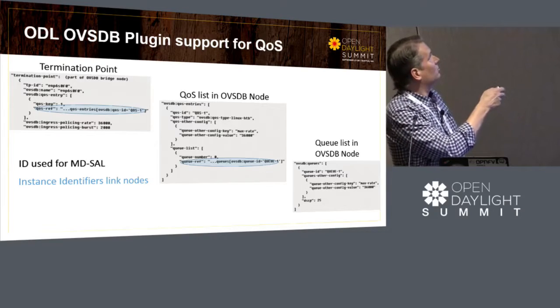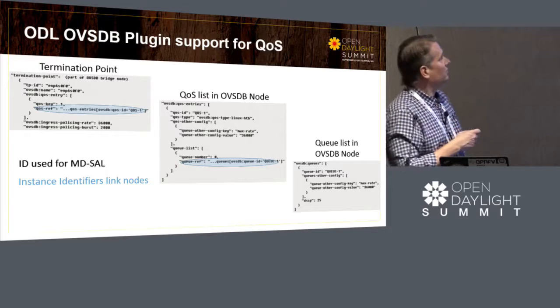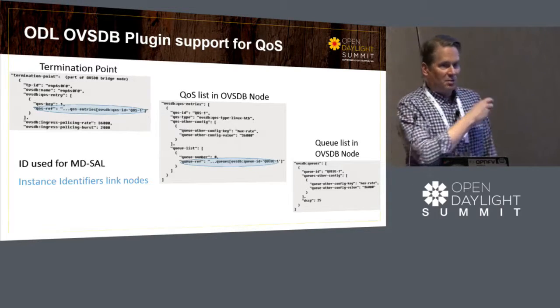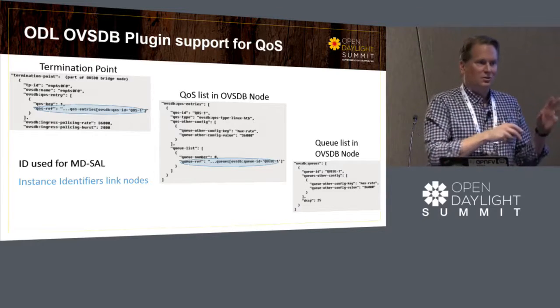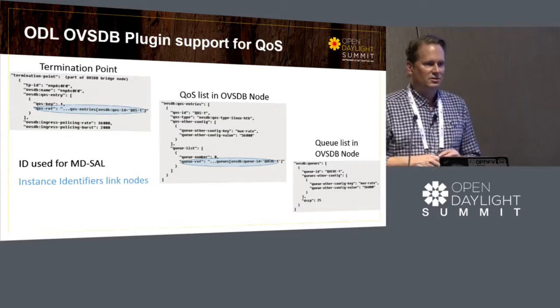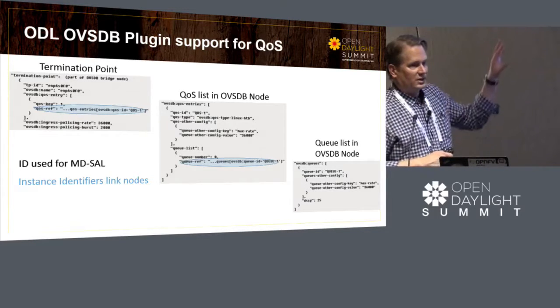And the same token with the termination point. In the Beryllium model, the QoS entry in the model was actually the UUID of the QoS entry, and that turned out to be a little bit awkward and inconvenient. So this is the way it's done now.